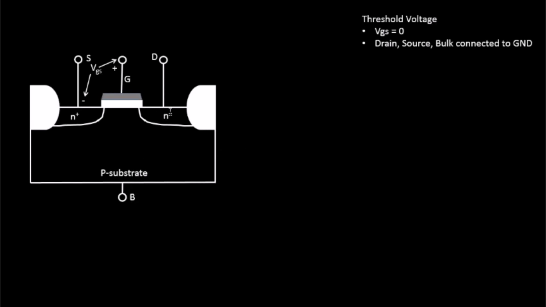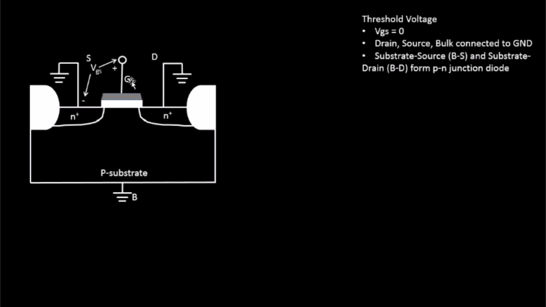Even the same happens over here. You have the p-type substrate, you have the N plus diffusion region. This forms a PN junction diode. Okay, so let's move on. The second point I was trying to make is we will ground the drain, source and bulk terminal. So this is how it will look. You ground the source terminal, you ground the drain terminal and the body terminal.